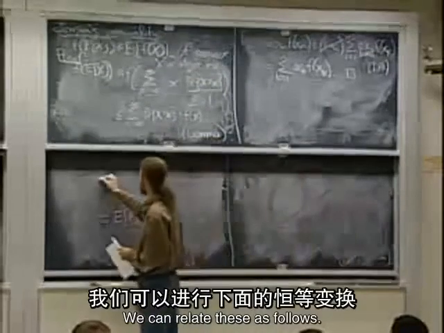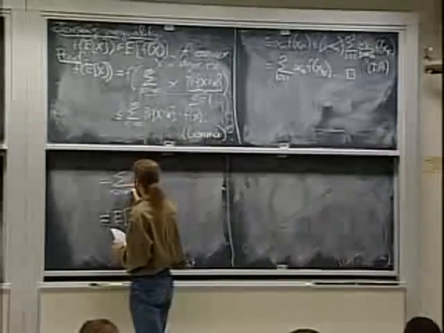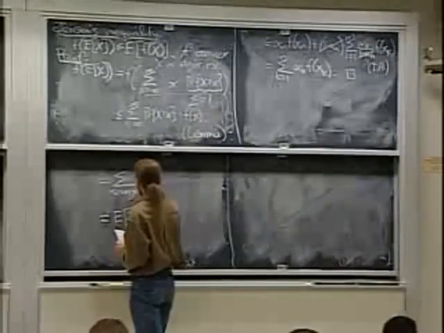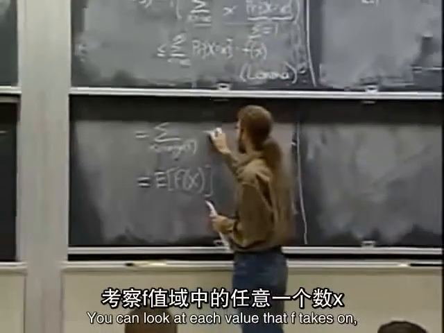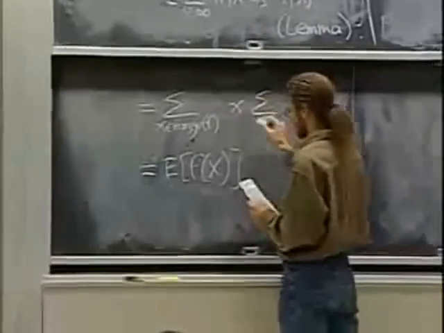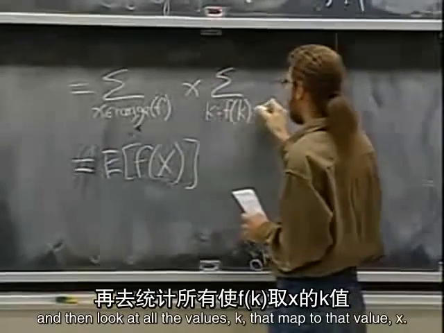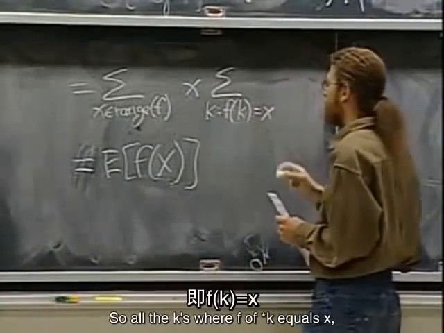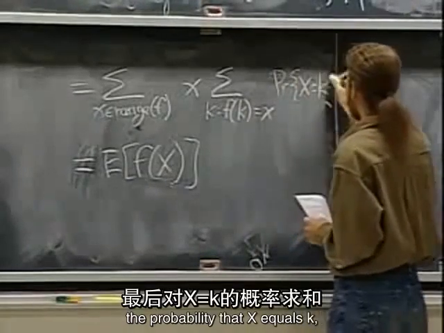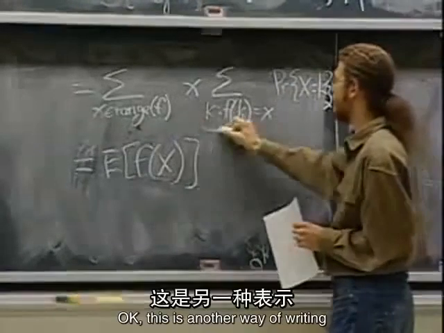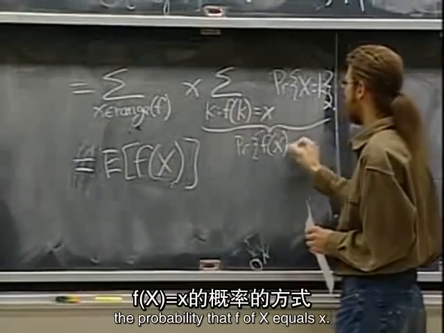We can relate these as follows. Not too hard. You can look at each value that f takes on, and then look at all the values k that map to that value y, so all the k's where f of k equals y, the probability that X equals k. This is another way of writing the probability that f of X equals y.